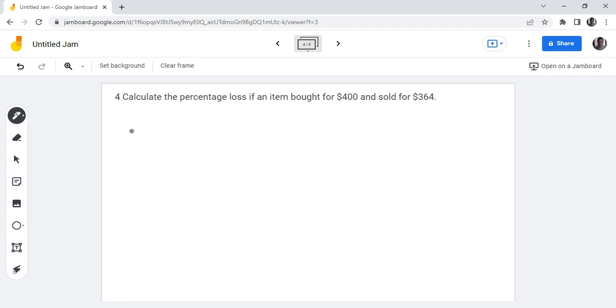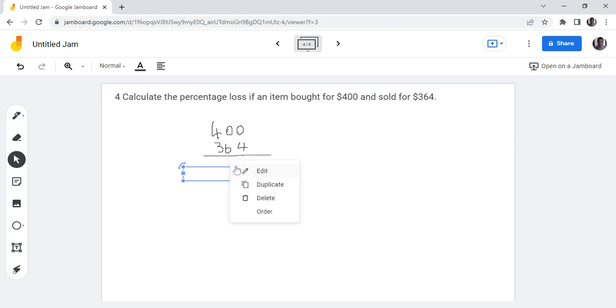So you receive a loss. Let's go ahead and calculate the loss and also the loss percentage. The loss percentage would be loss over cost price times 100 over 1. So, 400 and 364. I'm trying my best to write on this Jamboard, guys. So, 400 take away 364.